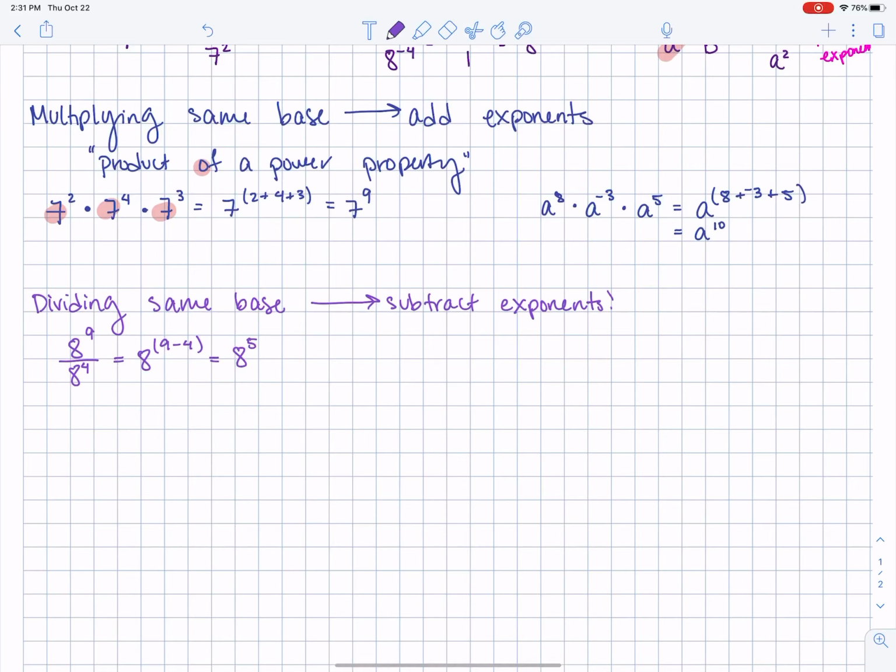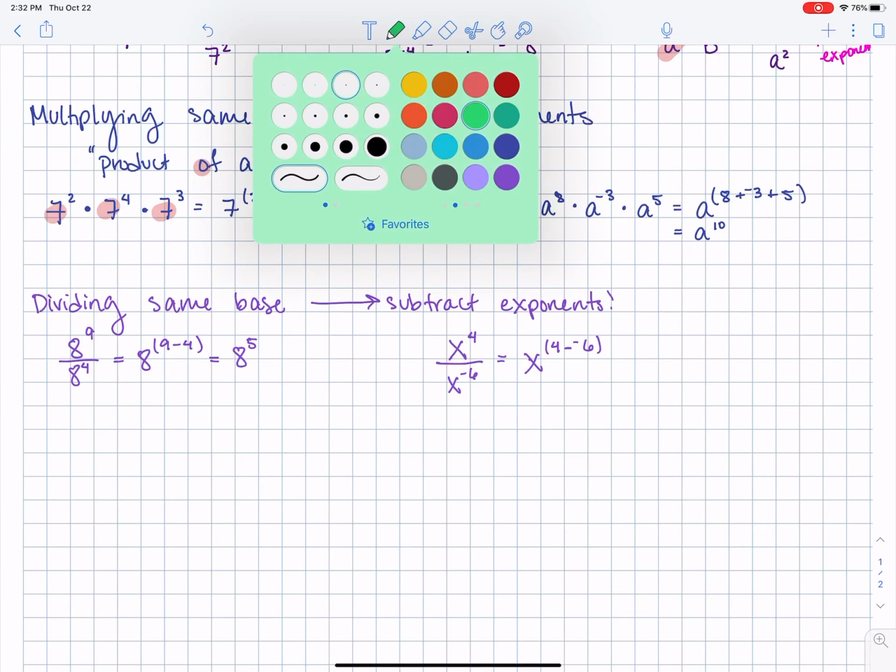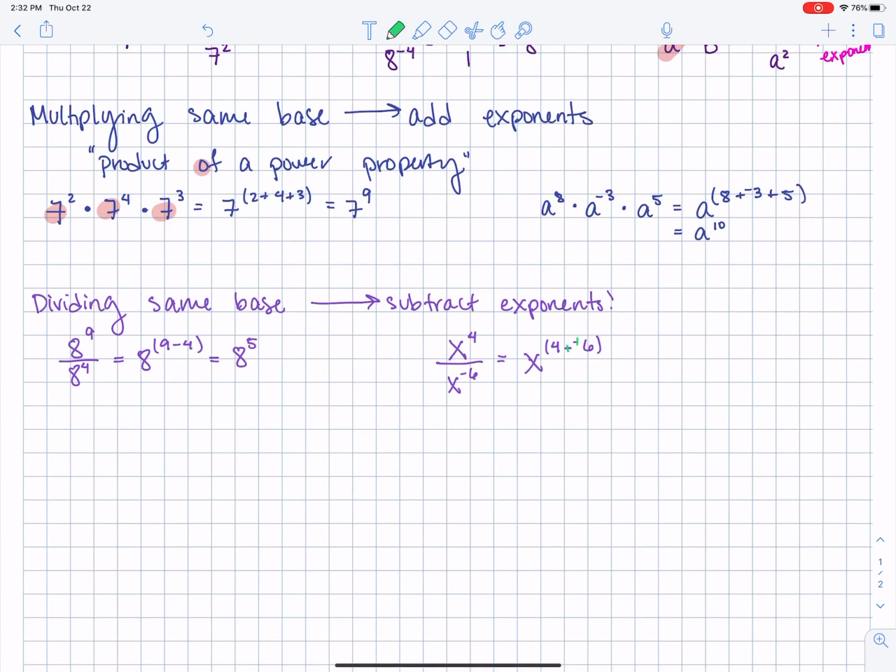And again, with your negative exponents, it works exactly the same way. So I could have x to the 4th over x to the -6. So you can still go ahead, same base, x and x. We can take x to the power of 4 minus -6. Now 4 minus -6 turns into plus plus. So this final answer is x to the power of 10.